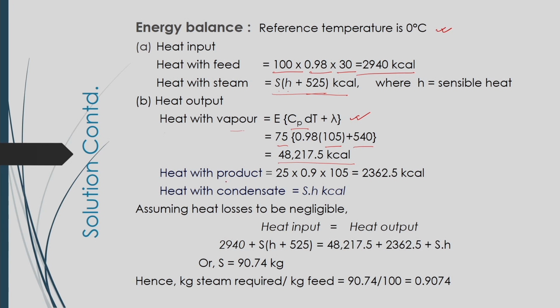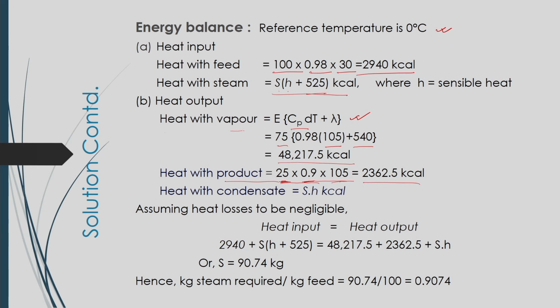Similarly, heat with product will be equal to 25 into 0.9 into 105. This is the amount coming out as product, 0.9 is the specific heat capacity and 105 is the temperature difference, and based on this it is simply the sensible heat of the product. So, it is coming out as 2362.5 kilocalorie.